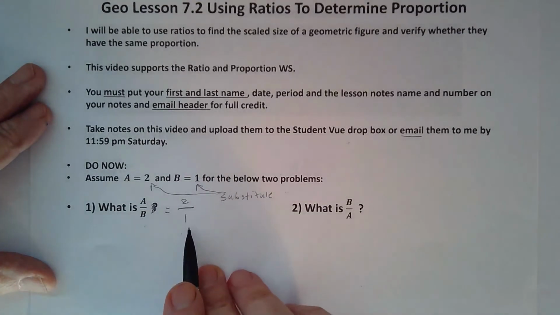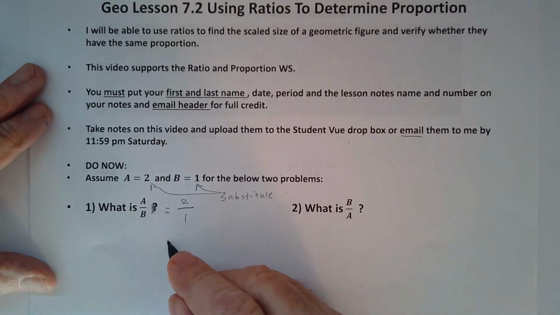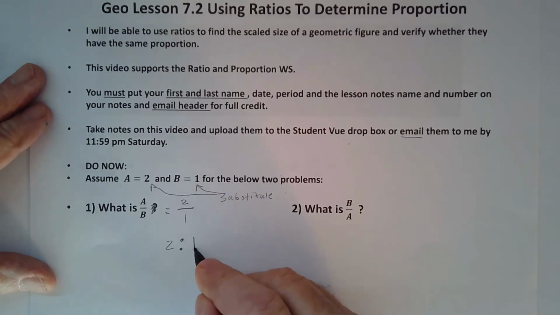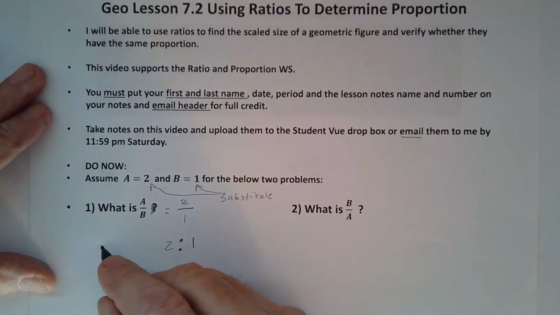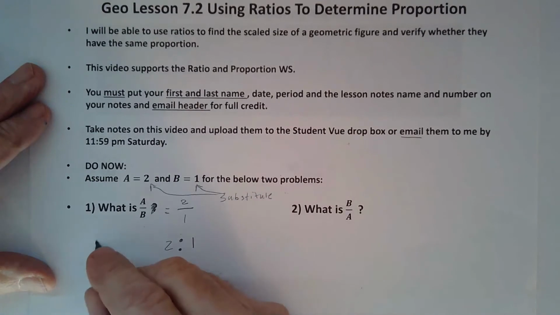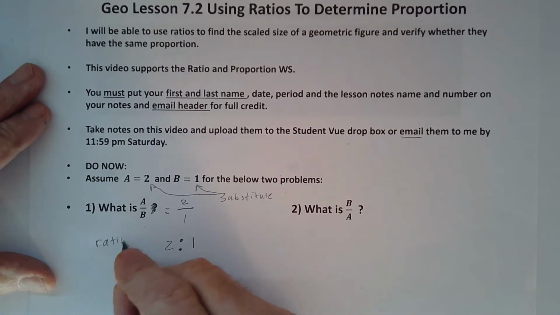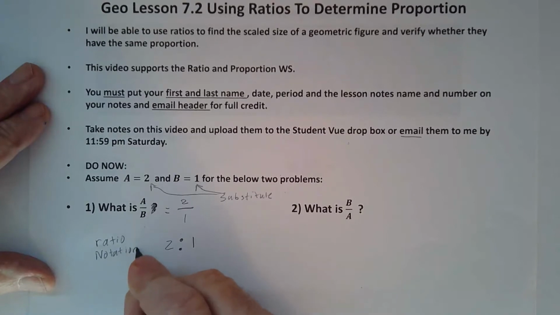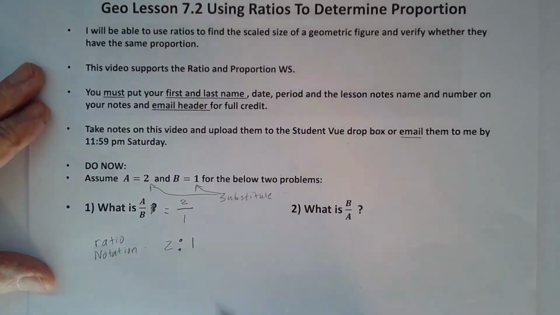So that is called a ratio. It's also shown as this, 2 to 1. So that's basically ratio notation, if you will. So ratio notation. So that shows you how you would be converting this.